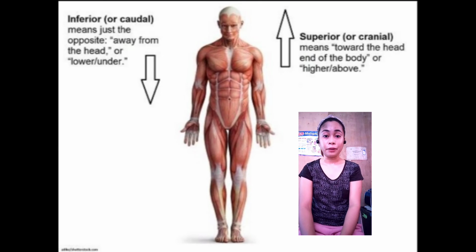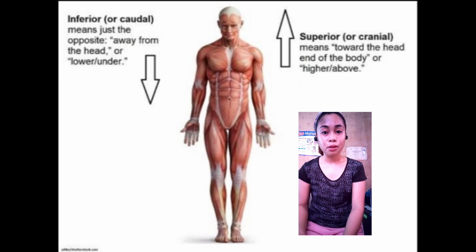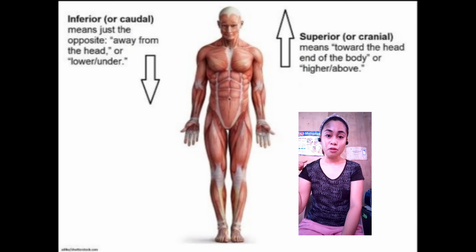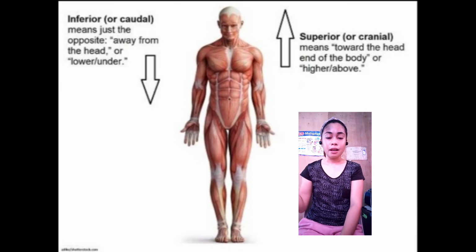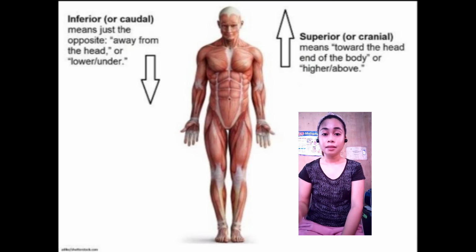Superior and inferior. When we say superior, superior is the upper part of our body or towards the head. And when we say inferior, inferior is the lower part of our body or away from the head. Example of superior: the lungs are superior to the liver because the lungs are above the liver. Another example, the mouth is inferior to the nose because the mouth is below the nose.